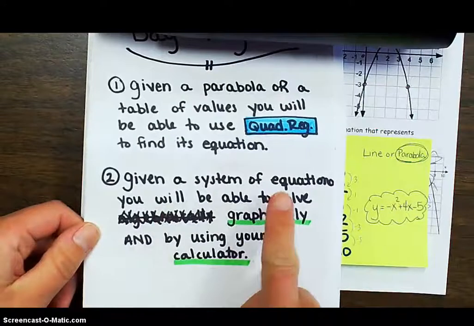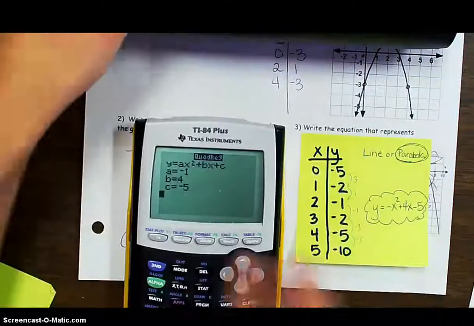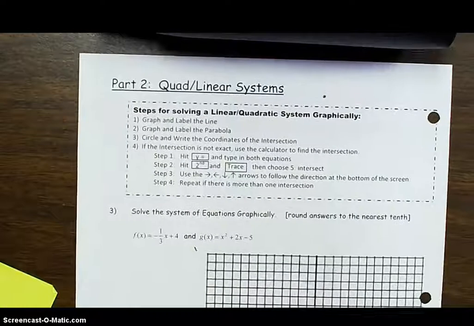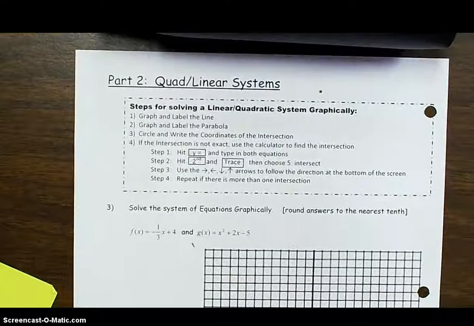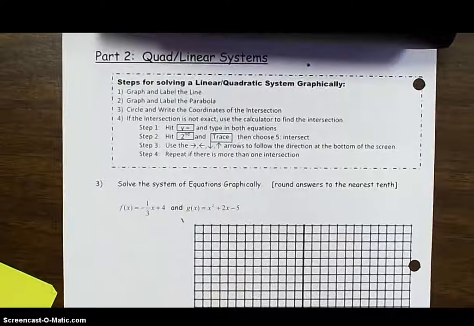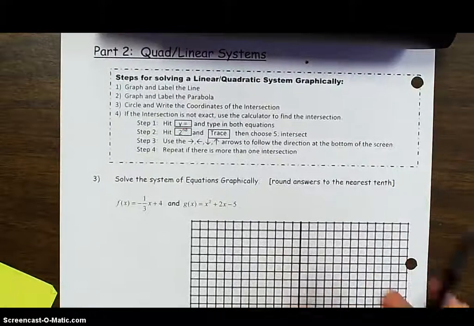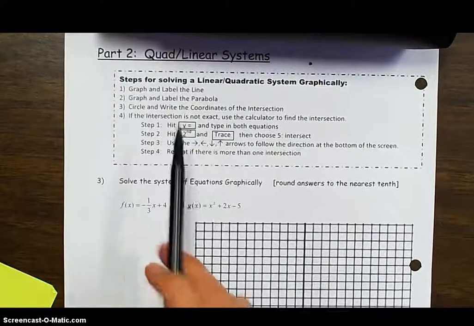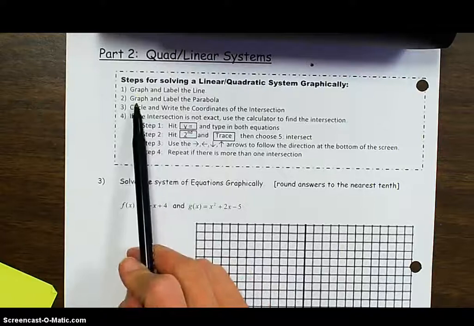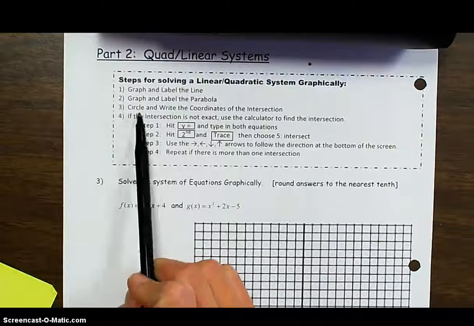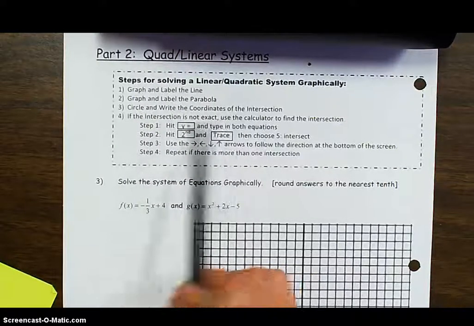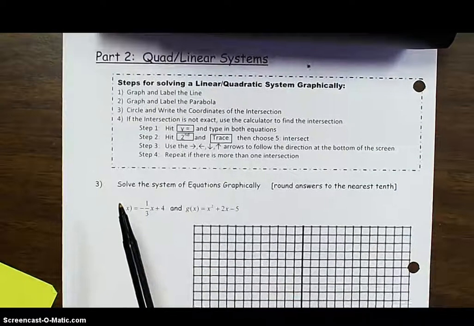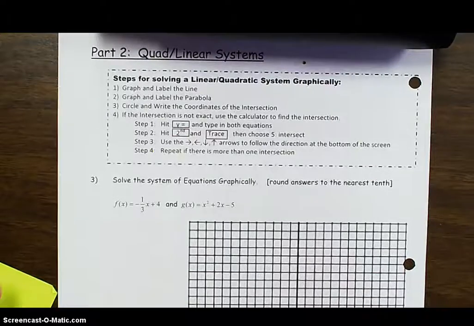Now we're going to solve systems of equations graphically and in the calculator. So let's go ahead and flip to the back. Okay, now we've solved systems before, but they've always been 2 lines. So now, instead of 2 lines, we're going to have a line and a parabola, or a quadratic and a linear function. So let's take a look. So step number 1, graph and label the line. Step number 2, graph and label the parabola. Circle and write the coordinates of the intersection. If the intersection is not exact, use the calculator to find the intersection. Okay, and then we have to repeat if there's more than one answer.